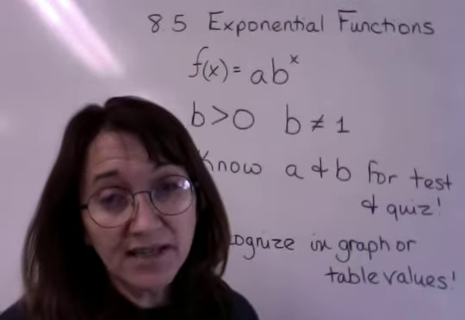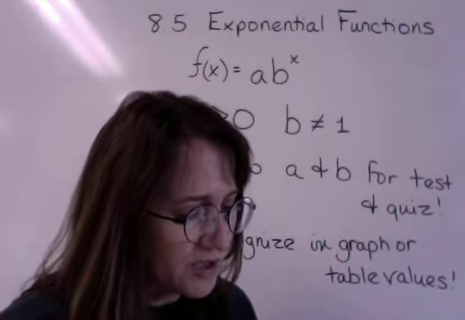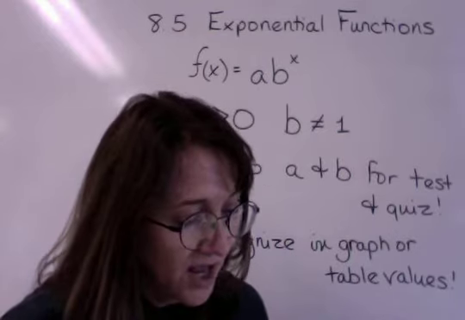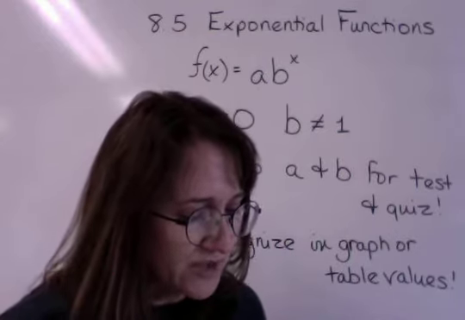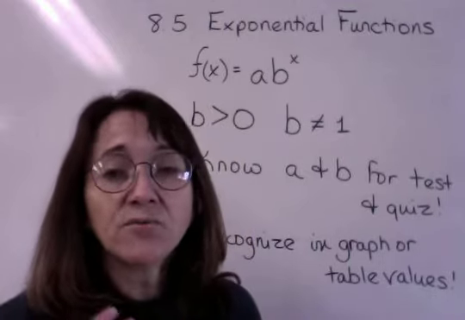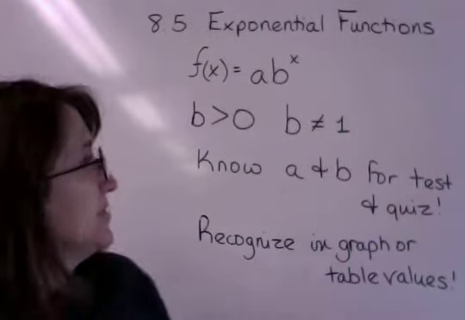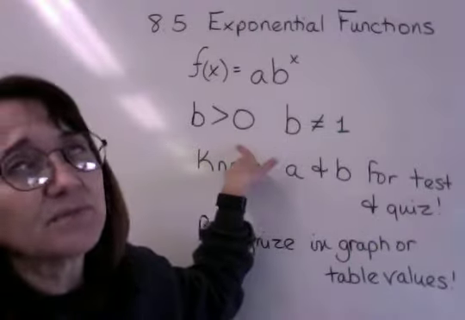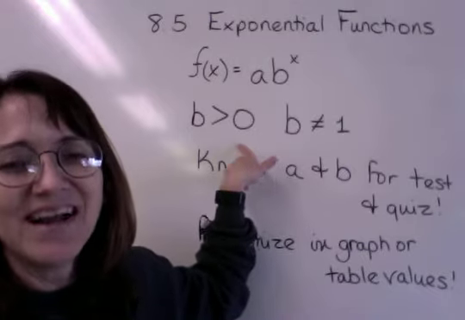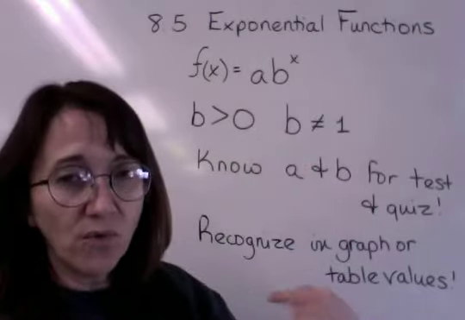And I've written it back here, but you can look on page 350. An exponential function is a function of the form f of x equals a b to the power of x. And one thing for an exponential function to exist is that b must be greater than 0, and b cannot equal 1.